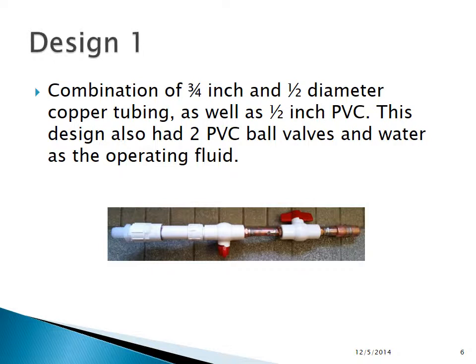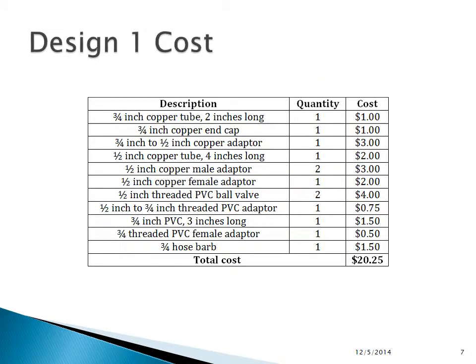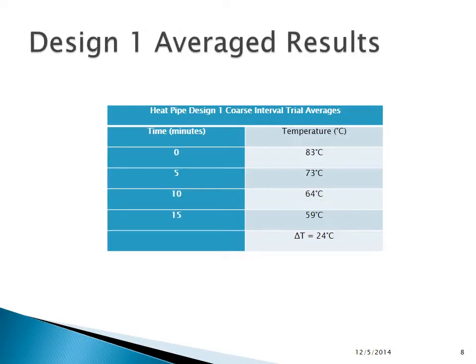Here's design 1, which is a water-operated heat pipe utilizing 1/2-inch and 3/4-inch diameter copper tubing, as well as 2 ball valves. The total cost of fabrication was $20.25, and we averaged a 24 degrees Celsius temperature change.